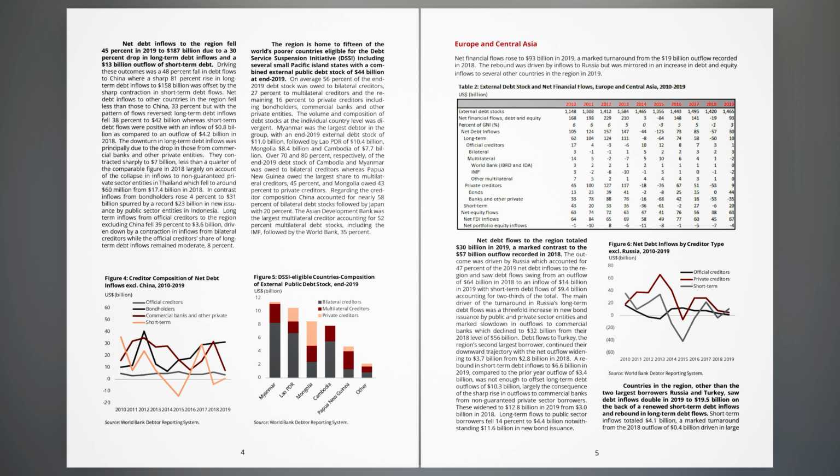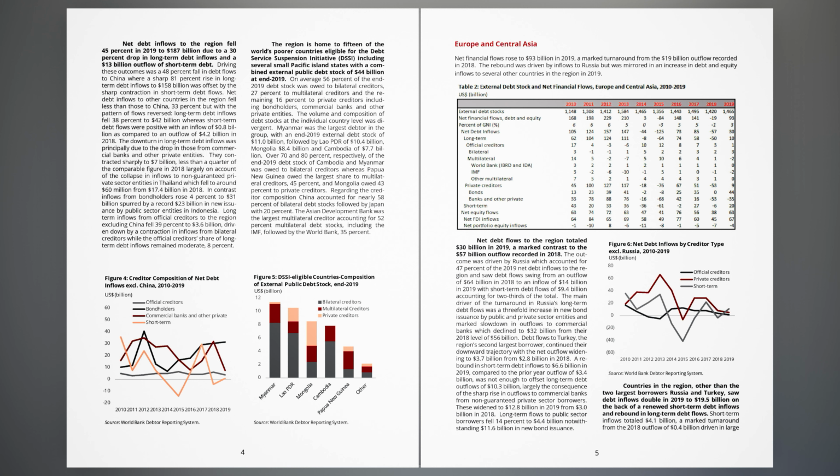Long-term inflows from official creditors to the region excluding China fell 39% to $3.6 billion, driven down by a contraction in inflows from bilateral creditors, while the official creditors' share of long-term debt inflows remained moderate, 8%. Figure 4. Creditor composition of net debt inflows excluding China, 2010 to 2019.